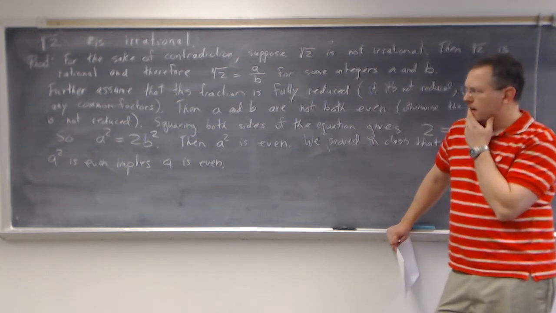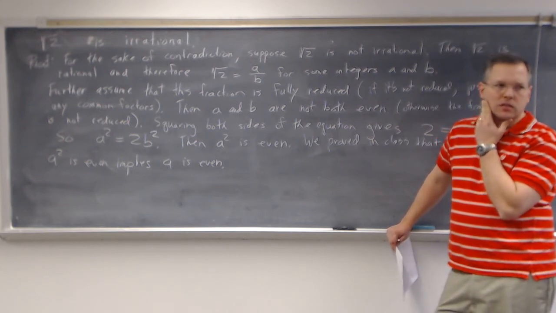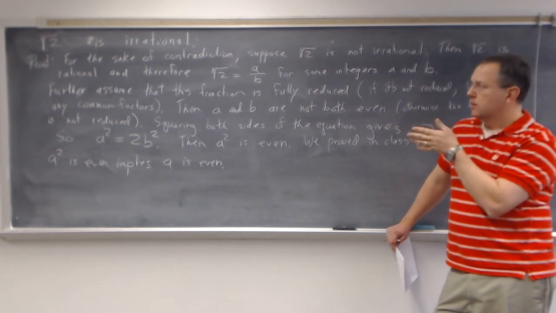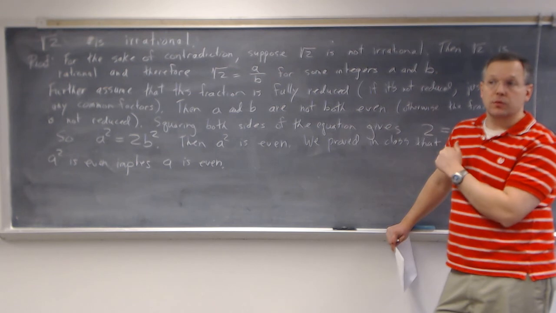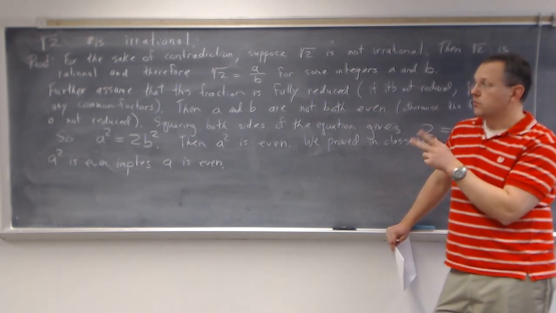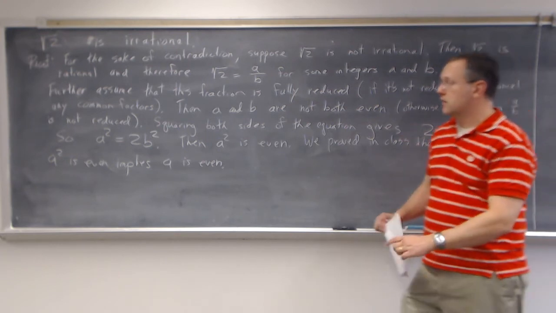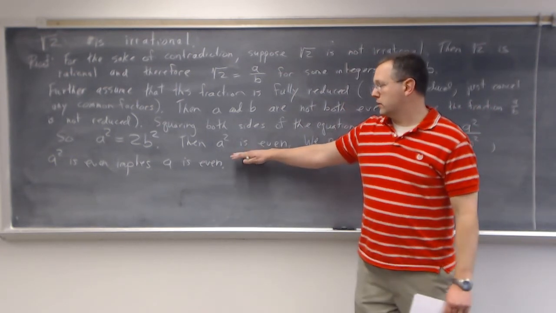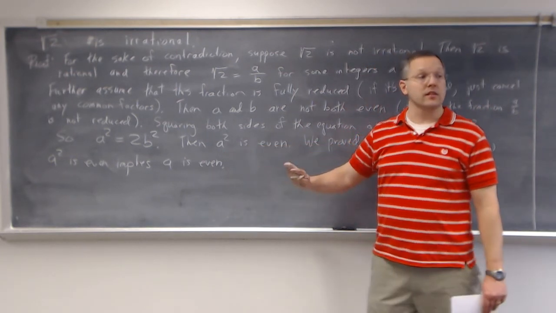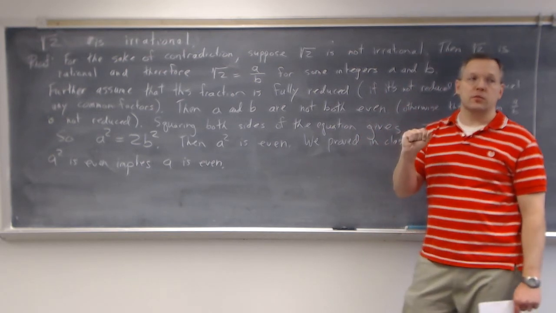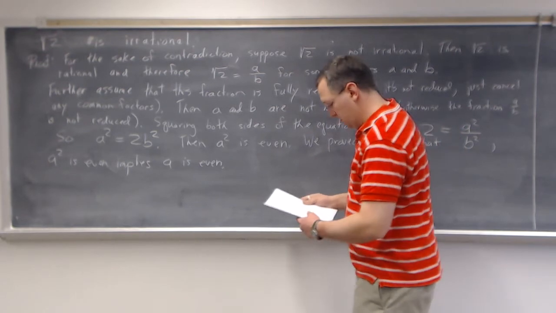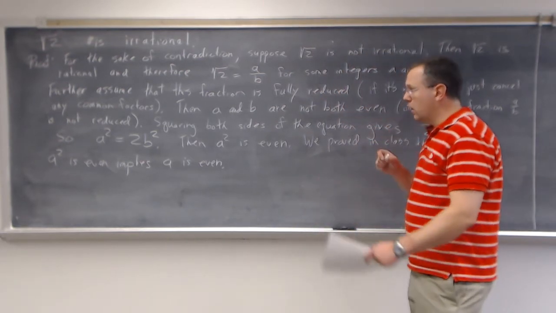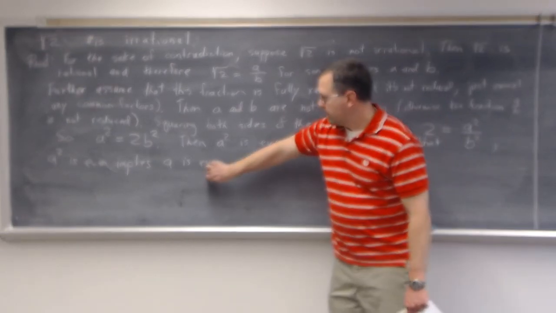I don't remember if it was proved by contrapositive, but we did prove that if a squared is even, then a is even. I think we did it as: if a is even, then a squared is also even. This is an even more useful, more powerful statement. If a squared is even, then a is even. I look back at my notes, and we did prove that statement in class. All right.